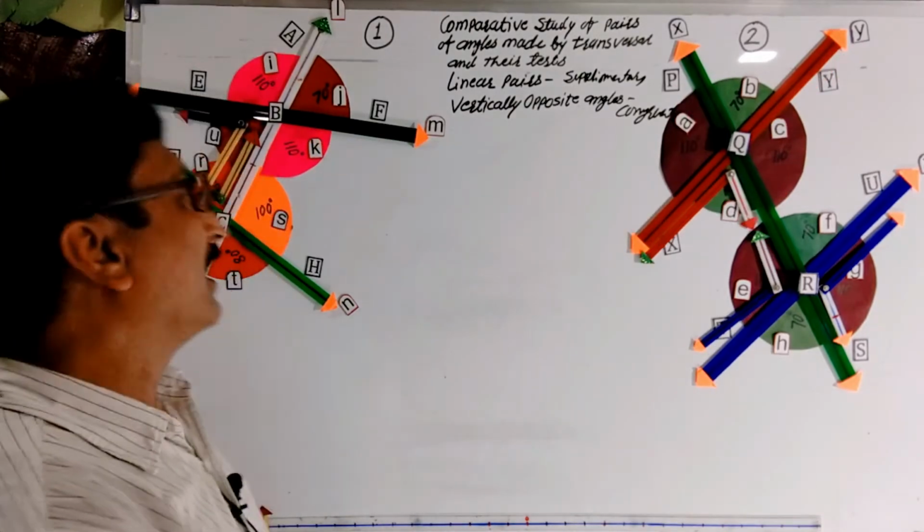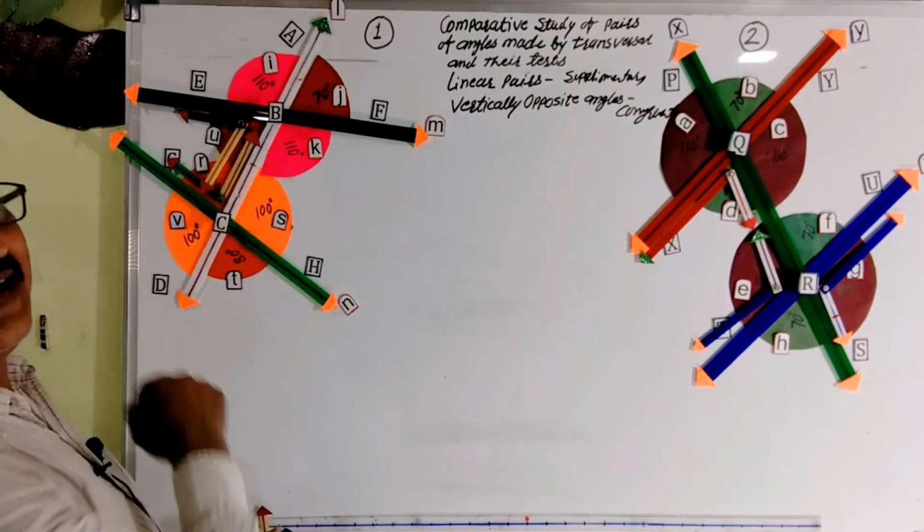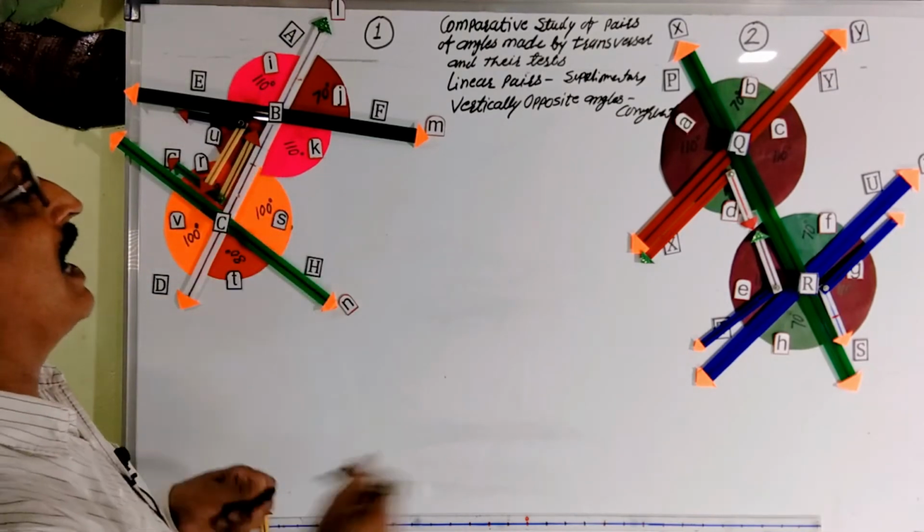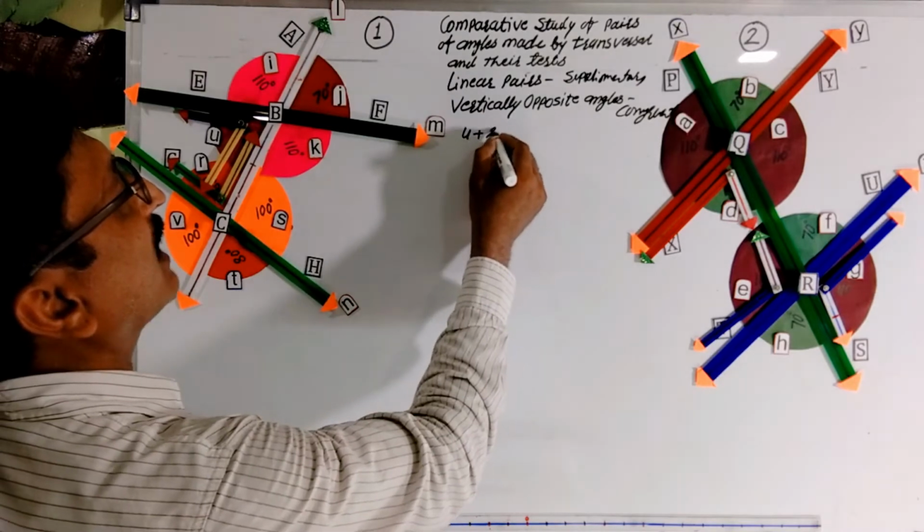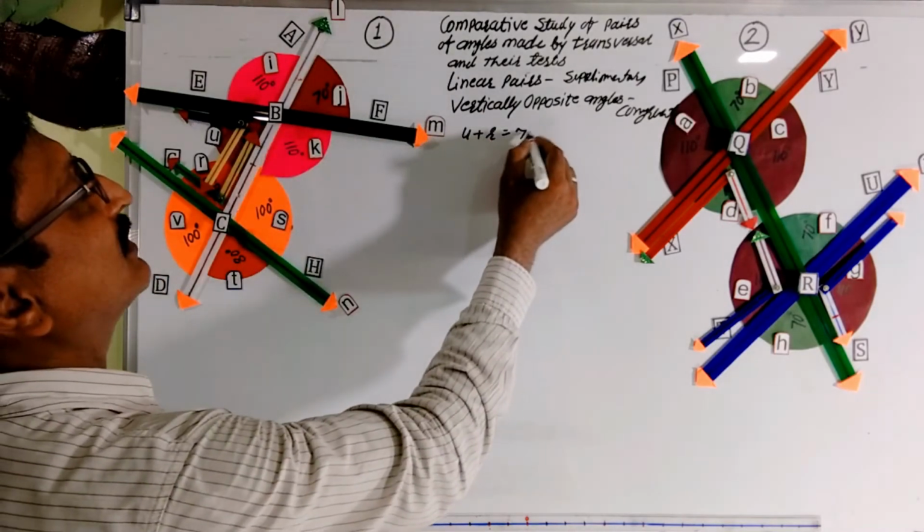Here in the first diagram, these are the pairs of interior angles, that means angle U and angle R. That means suppose we take U plus R. What is the measure of U? It is 70 degrees.